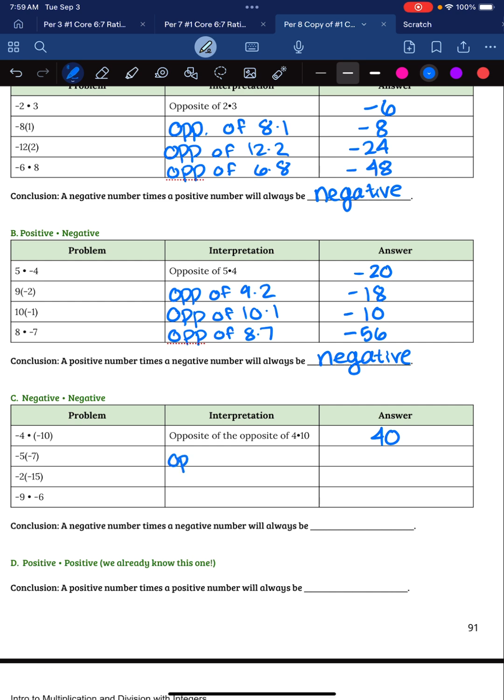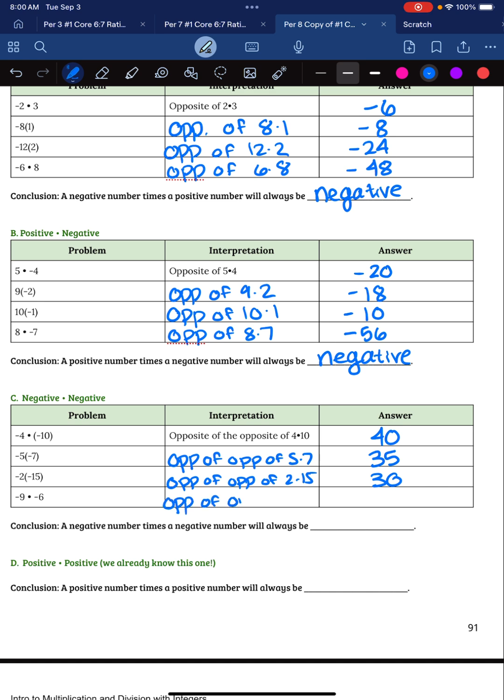So the next one would be opposite of the opposite of 5 times 7. So that's 35 for 5 times 7. Opposite makes it negative 35. Opposite again brings us back to positive 35. Next, opposite of 2 times 15. So 30, then take the opposite twice. It's still positive 30.